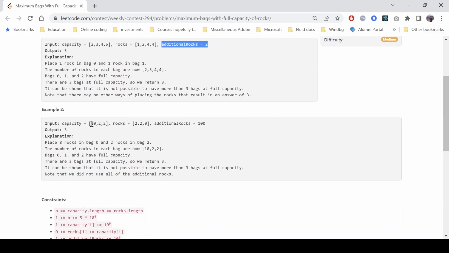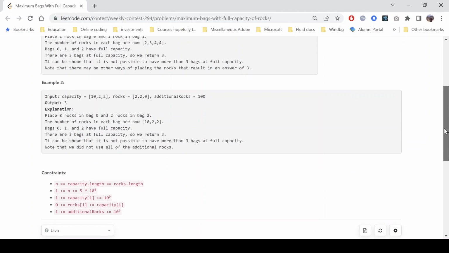If we look into the second example, the capacity is 10, 2, 2, and the number of rocks right now present in the bags is 2, 2, 0, and we have additional 100 rocks. So we have a sufficient number of rocks, because to make the first bag full we need 8 extra rocks, because we already have 2. The second bag is already complete. If I talk about the third bag, we need just 2 rocks, so totally we need just 10 rocks. So we have a sufficient amount of rocks, so all the bags will be full. So yeah, the answer will be 3 in this case.